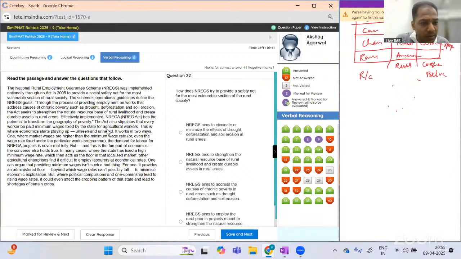minimum wages. This is where the economics starts playing on. Market wages are higher than the minimum wage, where the market wage or even wage rate is fixed. But this is the fun part of economics. There are also many cases where the state has fixed a high minimum wage rate, which then acts as a floor in the localized market.